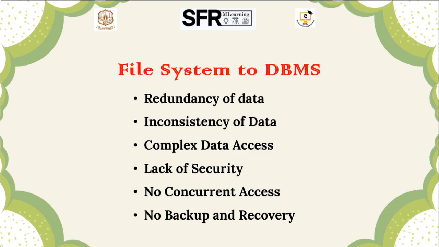Next one is inconsistency. Data is said to be inconsistent if multiple copies of the same data do not match each other. If the phone number is different in the accounts section and the academic section, it will be inconsistent. Inconsistency may be because of typing errors or not updating all copies of the same data.